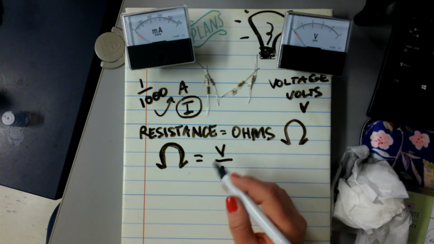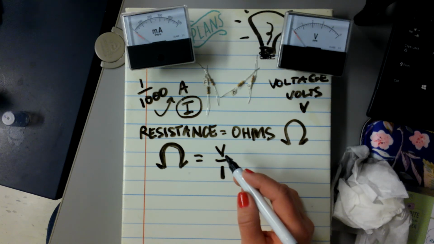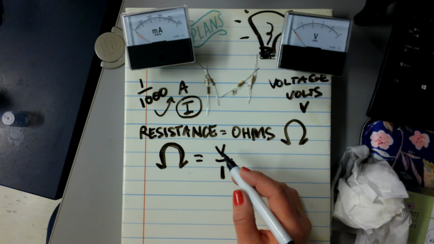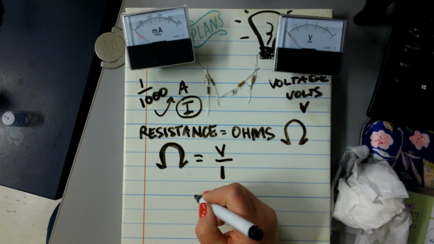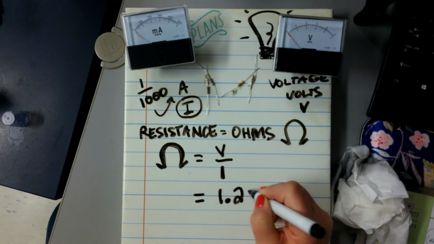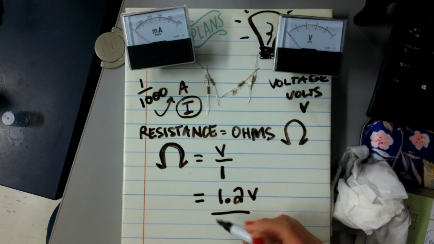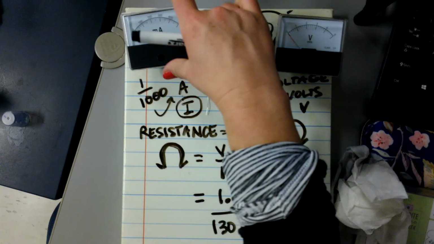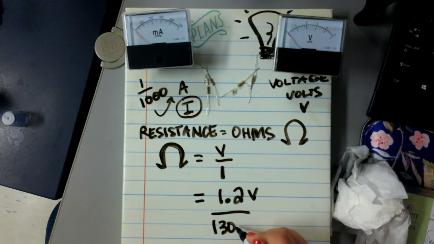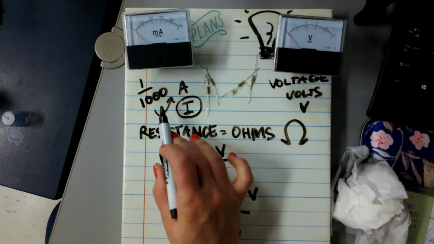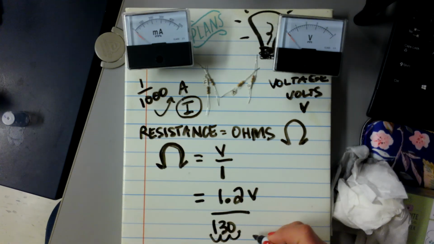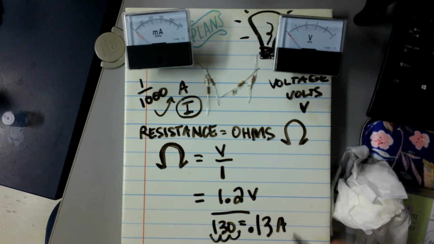So say that I put my circuit together and my voltage that I got when I did this, my meter said 1.2 volts. And my amps actually was milliamperes, and it was 130, because that's what my meter says, right? It's 0 to 500. But I would need to convert that by moving this decimal point back 3 times, because that would take it from 1/1000th to being actually 0.13 amps.